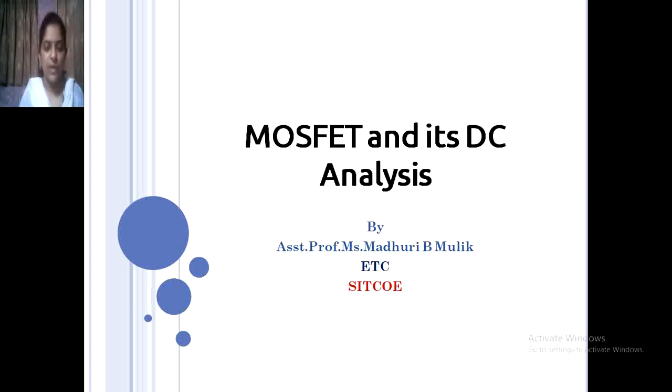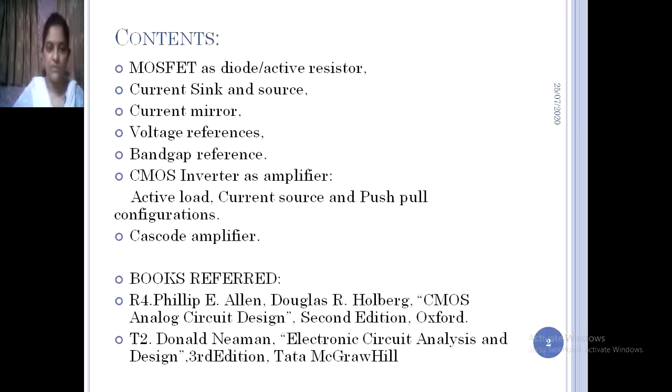Last session we have seen Chapter 2, that is MOSFET and its DC analysis. In the last session we saw the MOSFET as an active resistor and current sink and source. We have already covered the point of current sink and source, so let us see the further part of the session.